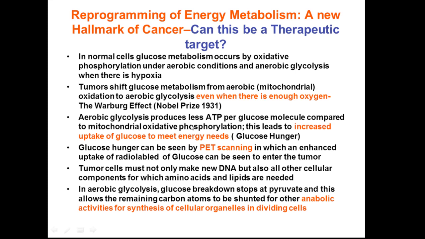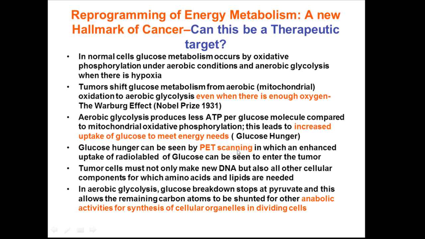2 ATP molecules as opposed to 30 ATP molecules per glucose. What does this do? This leads to increased hunger of cells for glucose. So they increase the uptake of glucose to meet the energy needs. And we have exploited that to do PET scanning.